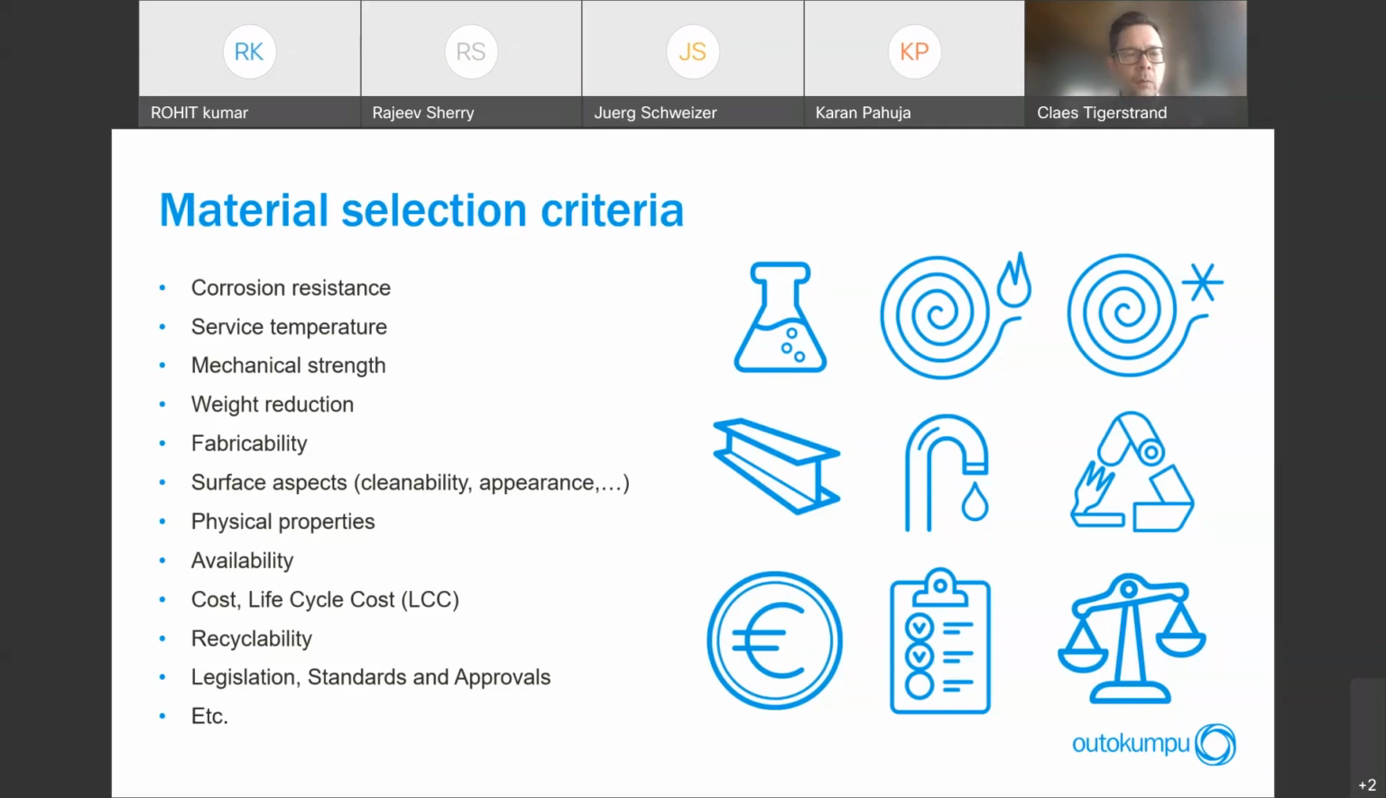The cost, and what we want to emphasize is the total life cycle cost, that you consider all the cost connected to the material over the service life until you recycle the material in the end. So what's very good with stainless steel is that it's fully recyclable. Then another important topic is legalization, standards, and approval, that you actually can use the material for your specific application. And I guess further on you can come up with other important aspects for the material selection, but here you have a few of them.